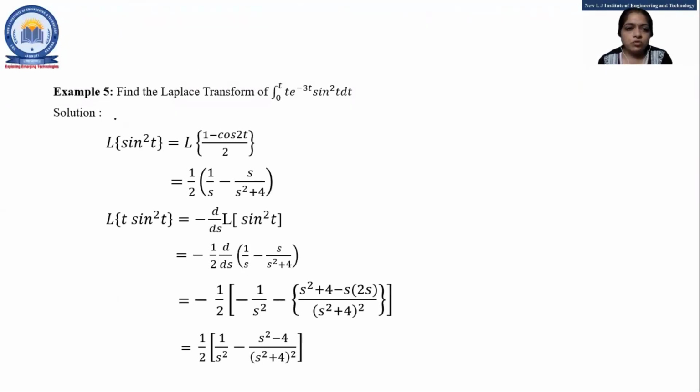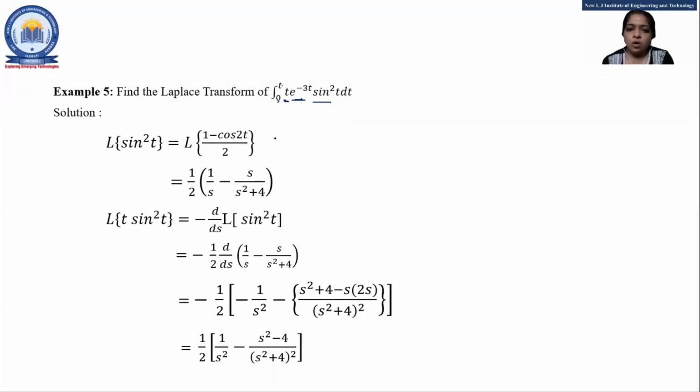Okay. So let's move to one more example. Find the Laplace transform of the integral from 0 to t of t e raised to minus 3t sin square t. If you remember, students, Laplace of sin square t, but there is no formula for square there, right? Sin square t, so we'll convert sin square t into the form of (1 minus cos 2t) upon 2.